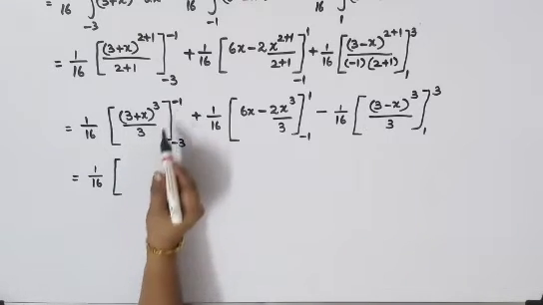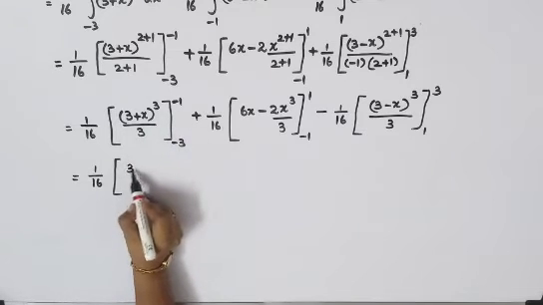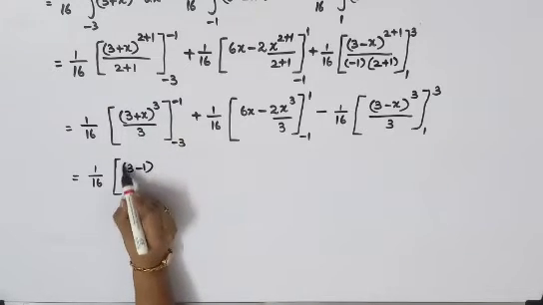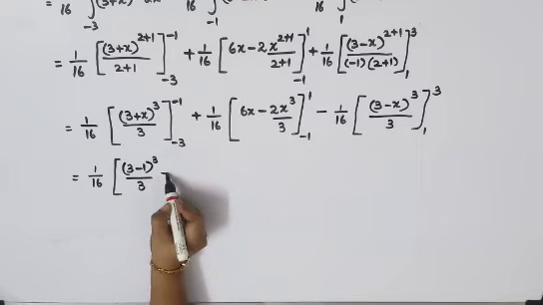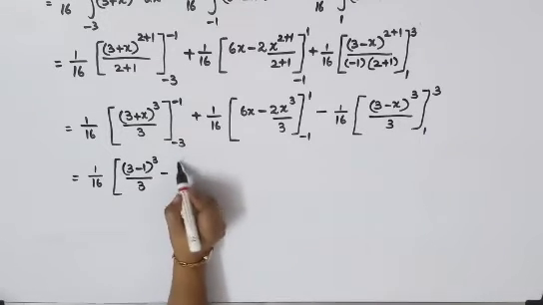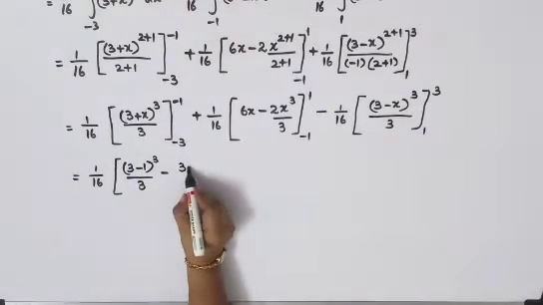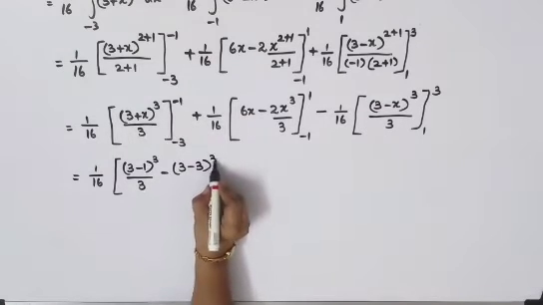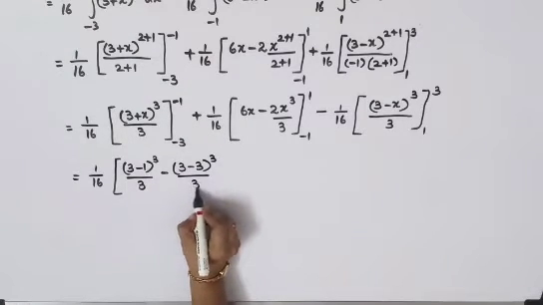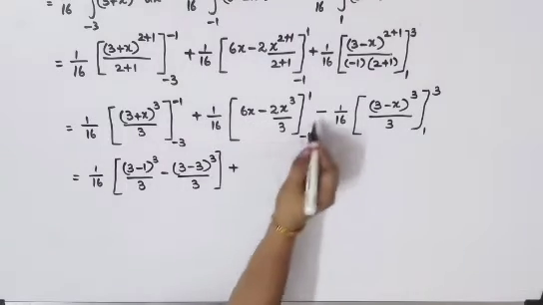So upper limit is minus 1, so in the place of x put minus 1. So 3 minus 1 the whole cube divided by 3, then minus from the format, again this is 3, substitute in the place of x minus 3 the whole cube, this cube divided by 3. So now your second term, that is this part fully.